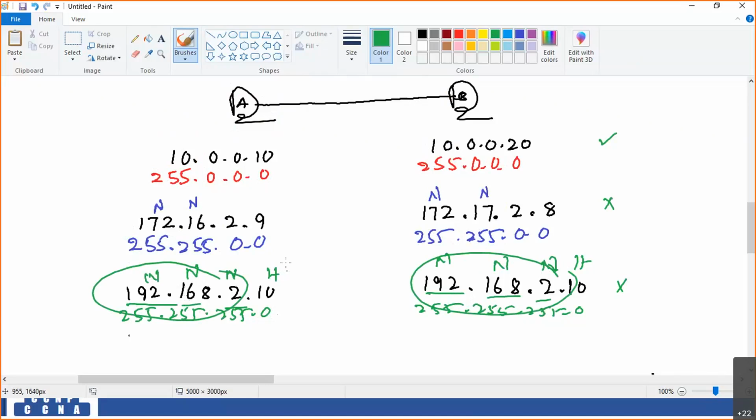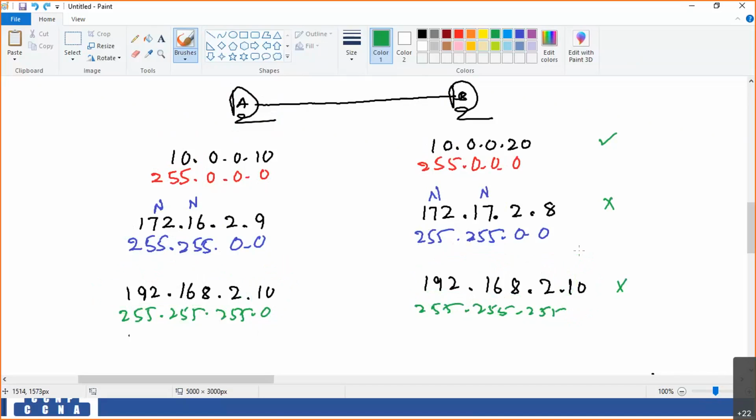And host portion, I am 10. I am also 10. Oh my God, conflict. Both have the same host portion, right? So an IP address conflict will come. So based upon the subnet mask, your machines can understand the host portion and network portion.